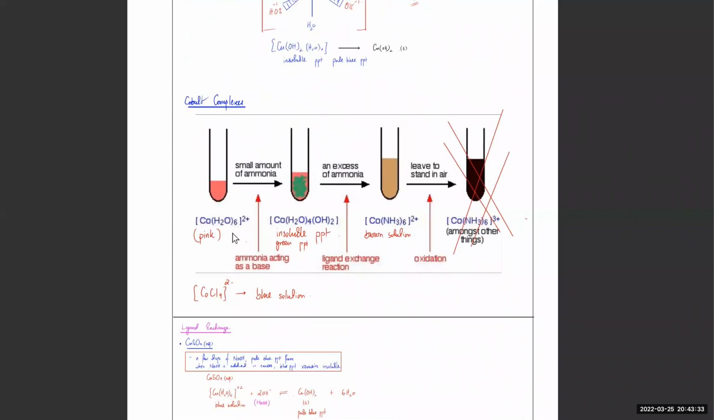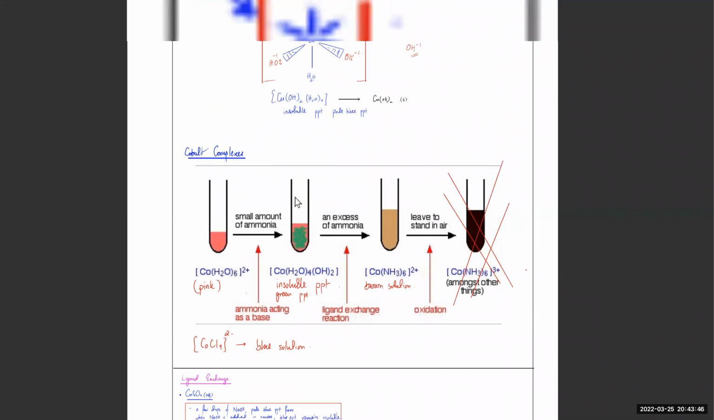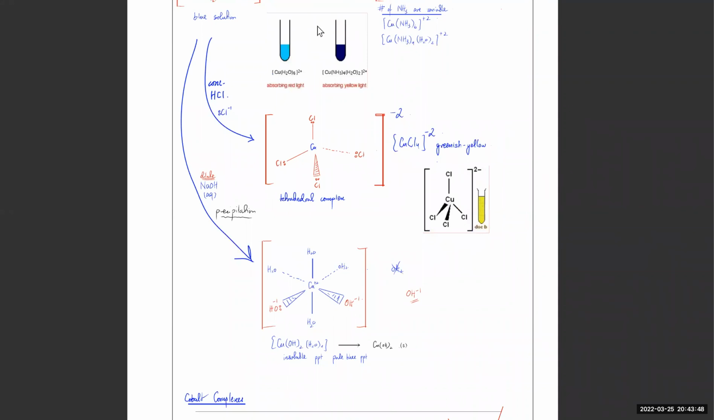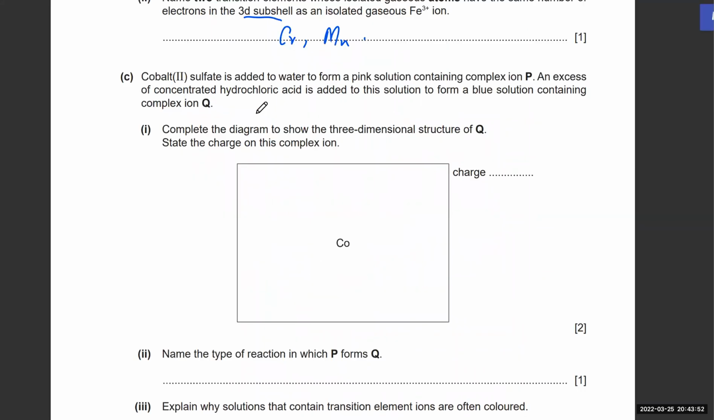With cobalt, it's going to be the exact same complexes. Cobalt with water, cobalt with OH ions, cobalt with NH3, and cobalt with Cl. But the colors are different. So it's going to be pink with water. So you have to remember these 2. You have to memorize all of this. So if I go back to the question, he's saying cobalt sulfate is added to water. So complete the diagram.